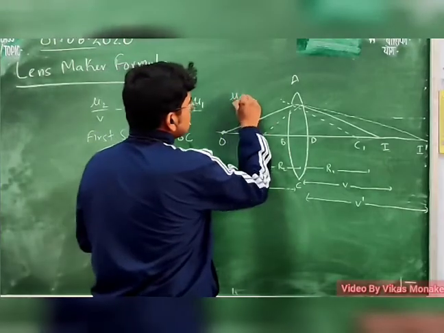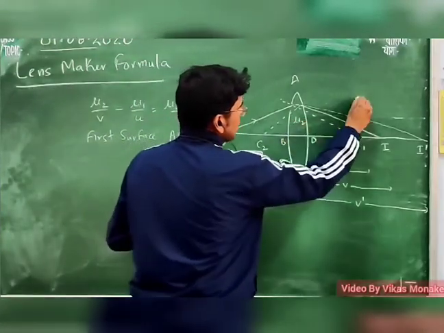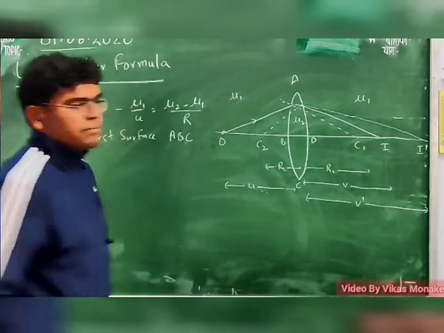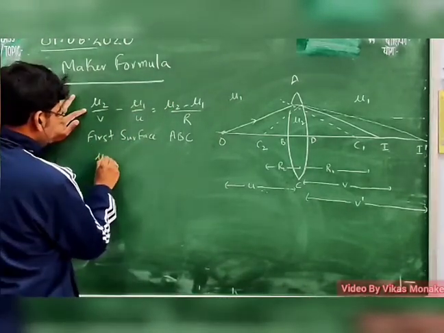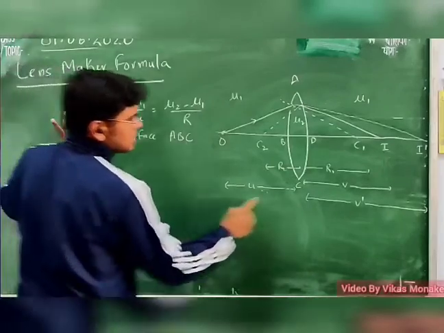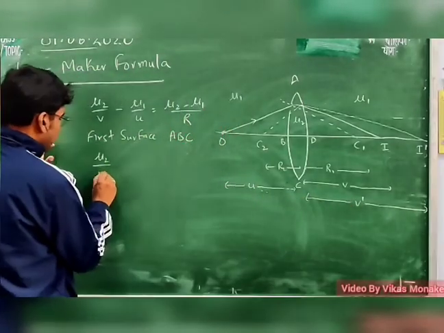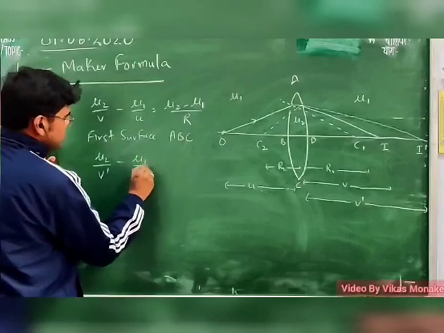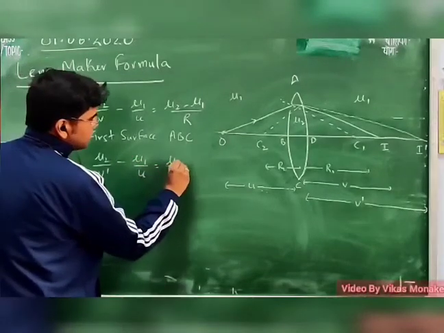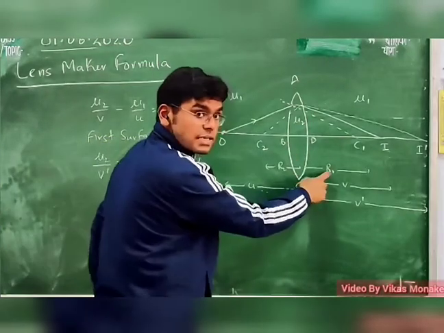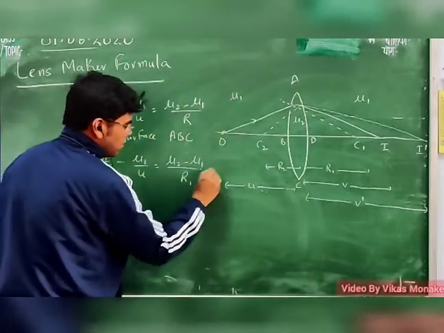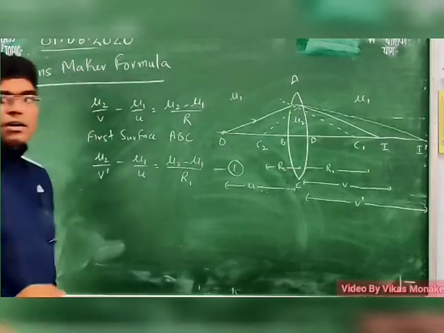The refractive index of the outer medium is mu1, and the inner medium is mu2. So we will write like this: mu2 upon v dash, where the image is forming at b dash, minus mu1 upon u, equal to mu2 minus mu1. And for the first surface, the radius is r1. Question number 1.